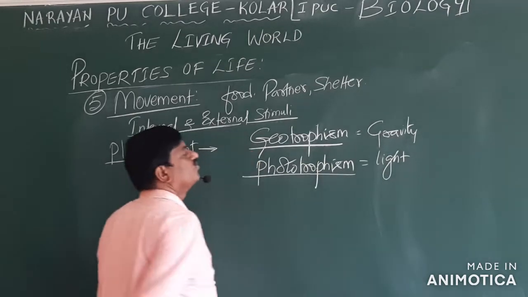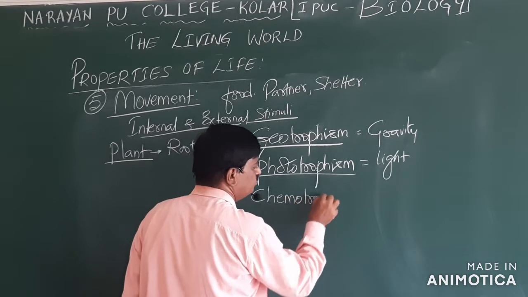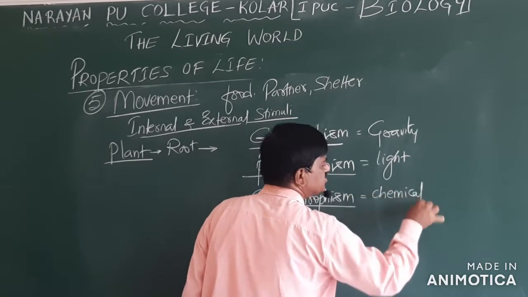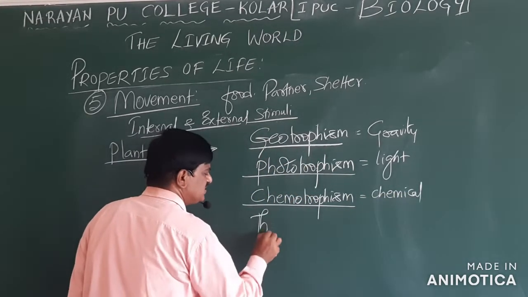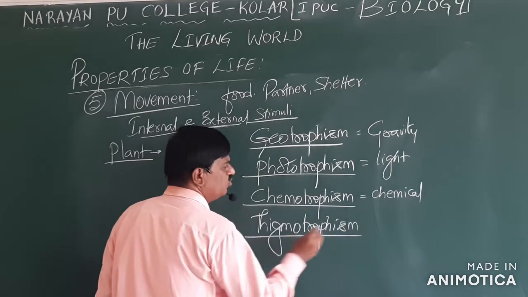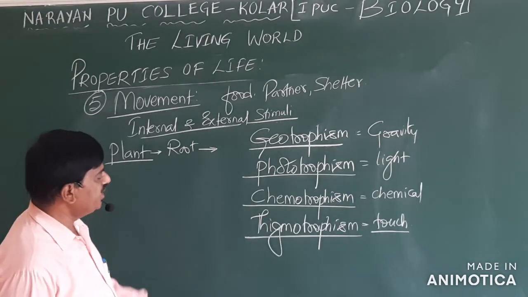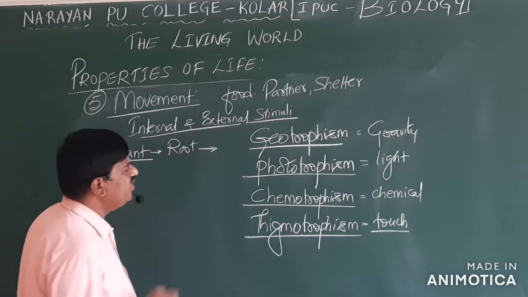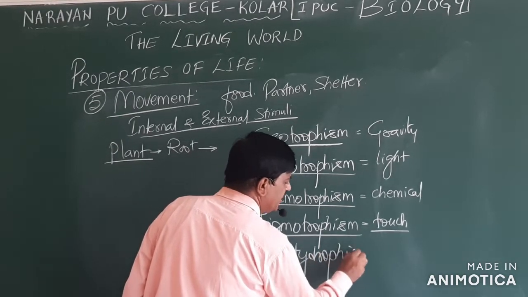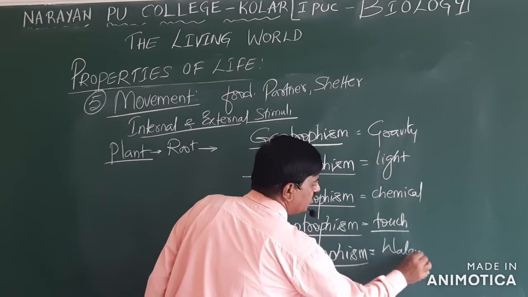Next, moving towards chemicals is called chemotropism. Next, moving in response to touch is called thigmotropism. The best example is Mimosa pudica, which shows thigmotropism. Moving towards water is called hydrotropism. So we have various types of movement in plants.